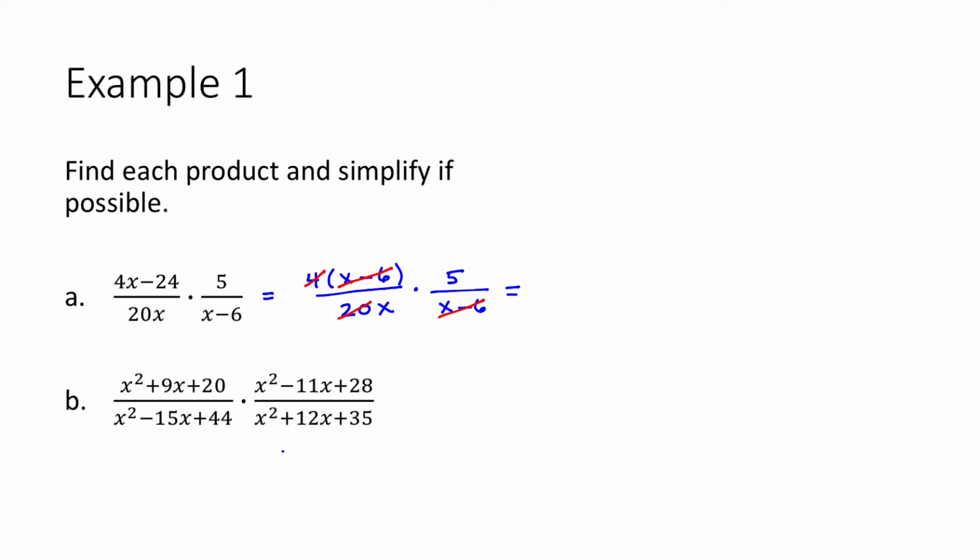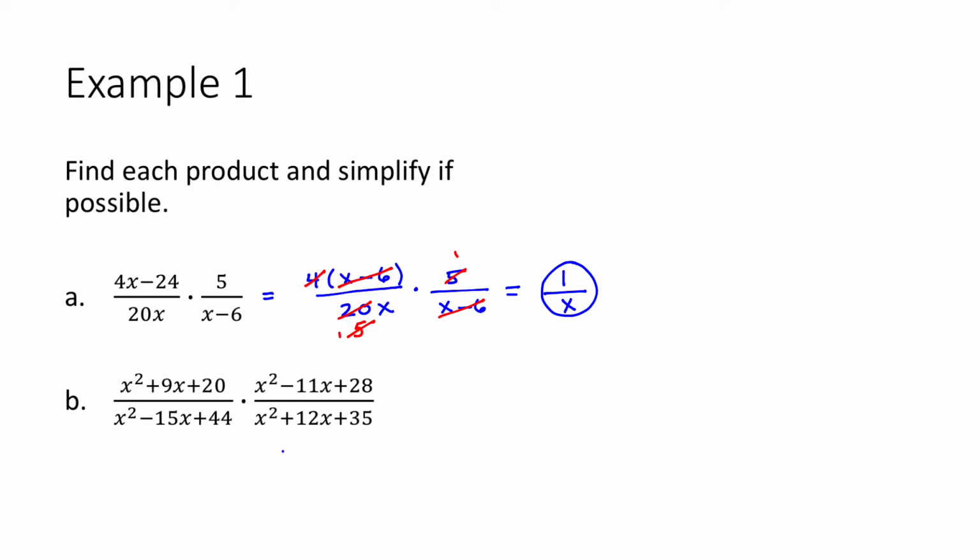4 goes into 20 5 times, so I put that 5 in the denominator. And then 5 and 5 simplify. We can divide both of those by 5, and we get a 1 and a 1. So what am I left with in the numerator? Just a 1 over, and then I have just an x in the denominator. So 1 over x is my final answer.